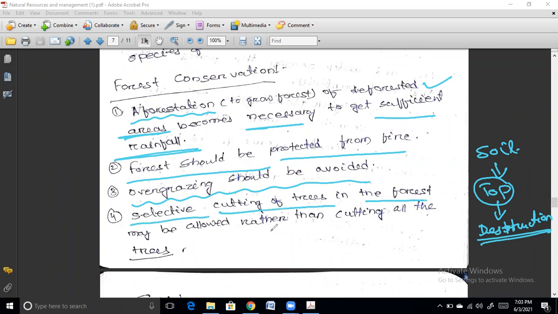the forest, if it is allowed by the government. If the government allows cutting, cut only some of the trees, not all the trees. Do not clear all the trees; leave some trees and cut the others. This is another way.